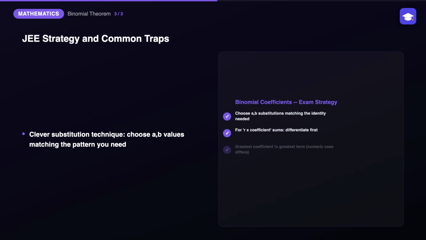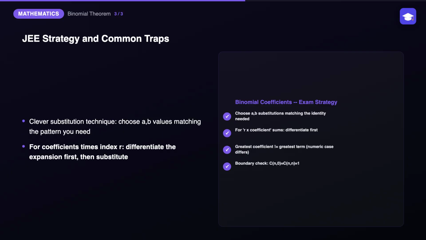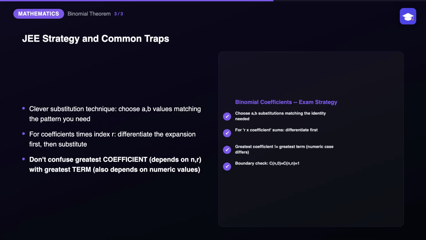A frequently tested JEE technique involves choosing specific, clever values to substitute for a and b to derive a particular sum identity being asked for. If a question involves alternating signs, try a = 1, b = -1. If it involves coefficients multiplied by their own index r, differentiate the expansion first with respect to x before substituting specific values. This differentiation trick converts the sum of r times n choose r times x^(r-1) into a usable, directly summable identity.